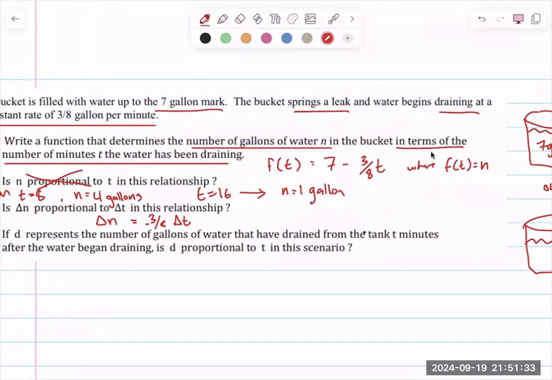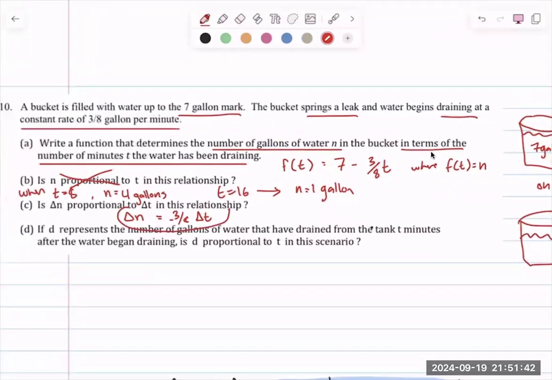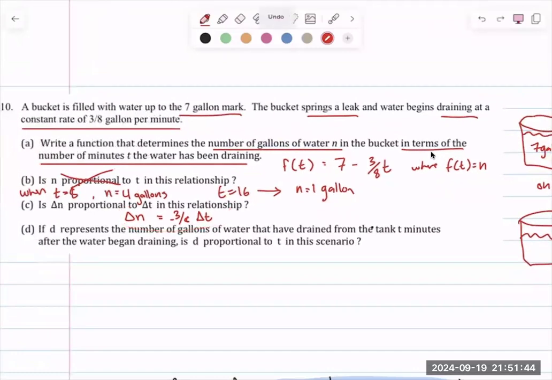After 1 minute, if 1 minute has passed, we've lost 3/8 of a gallon. If 8 minutes has passed, we've lost 3 gallons, right? Delta n and delta t are proportional. Because no matter what, delta n, our change in gallons of water, is always going to be a constant times our change in time, right?